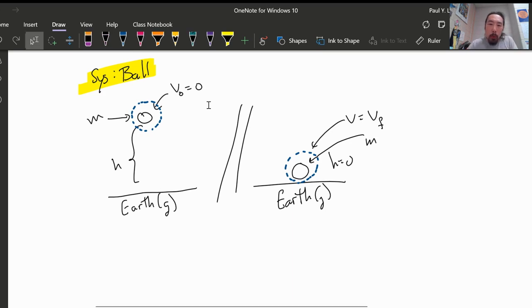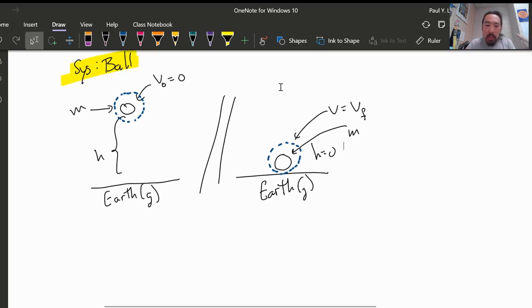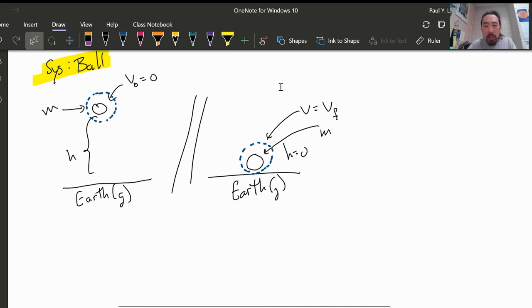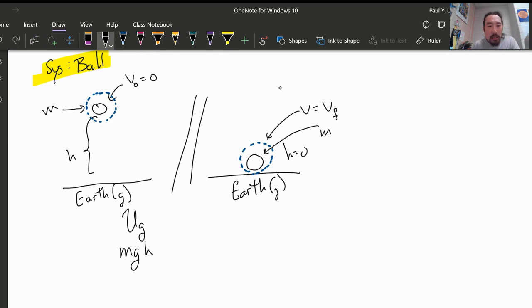The reason why I try to put such a big emphasis on drawing and labeling the problems is because, once again, the drawings give us the formulas. So let's take a look at how defining the system changes the formula itself. Normally we would say that there's UG, and we know that UG is mgh. However, we can't say this anymore because the system does not contain the Earth.